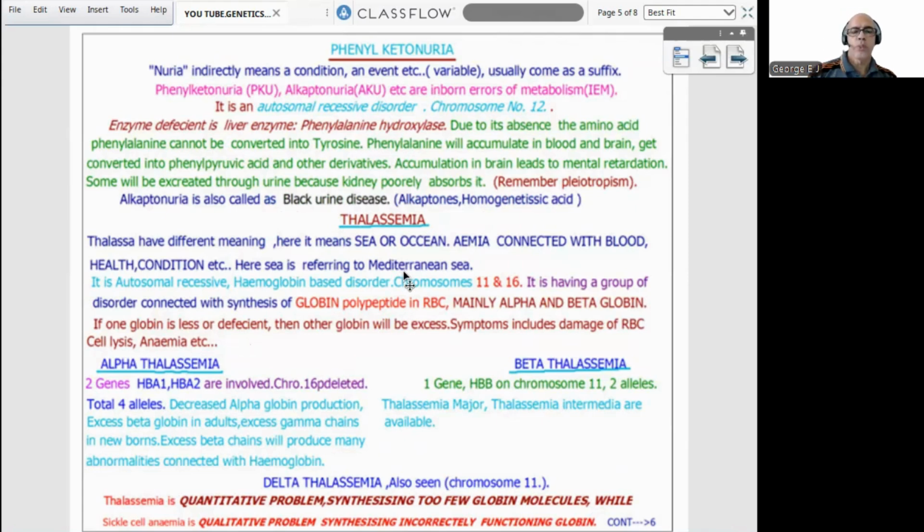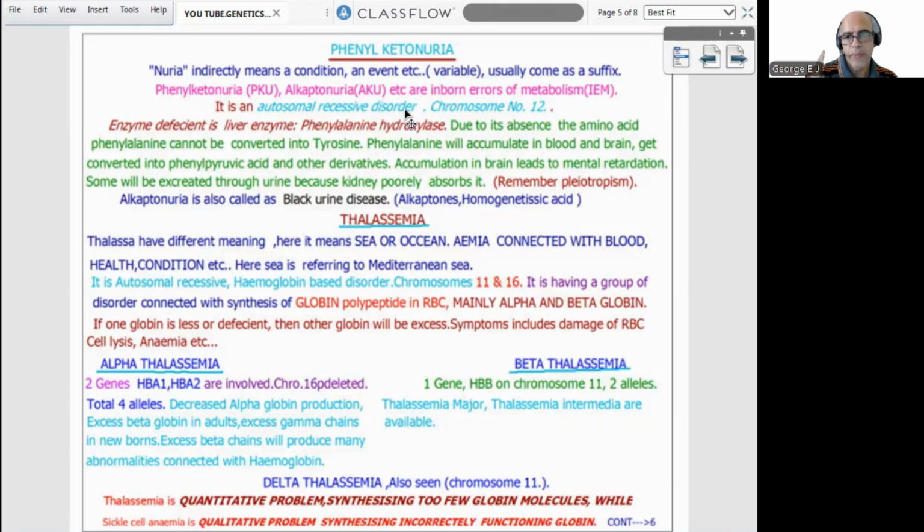It is an autosomal recessive disorder. Here you can find chromosome number is 12. The enzyme deficient in phenylketonuria is a liver enzyme, phenylalanine hydroxylase. Due to its absence, amino acid phenylalanine cannot be converted into tyrosine. Phenylalanine will accumulate in blood and brain, and get converted into phenylpyruvic acid and other derivatives. Accumulation in brain leads to mental retardation. Some of it may be excreted through urine because the kidney poorly absorbs it.